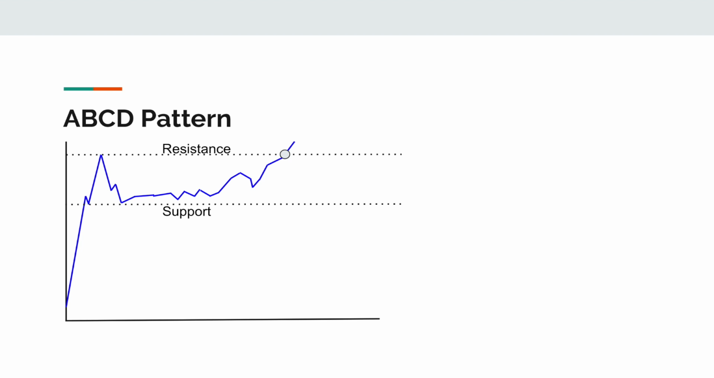Patterns for new traders to recognize. This is called the ABCD pattern. We're also going to explain how to effectively use it alongside oscillators such as MACD, moving averages, and volume.